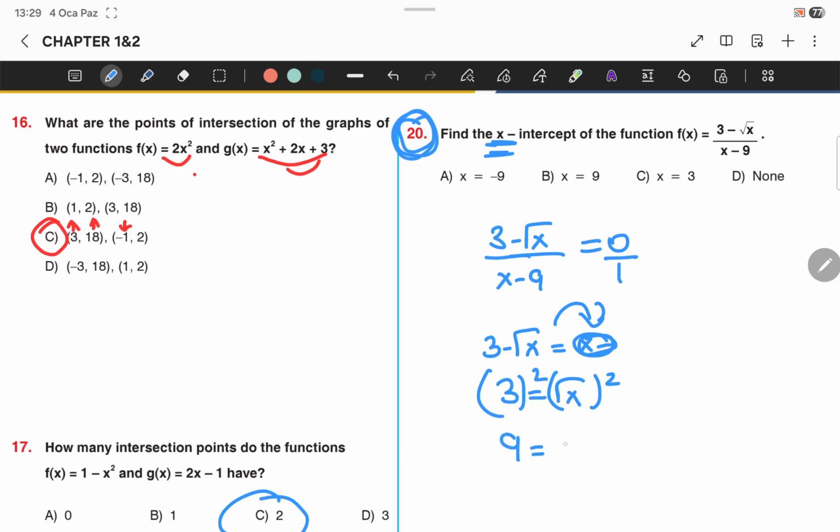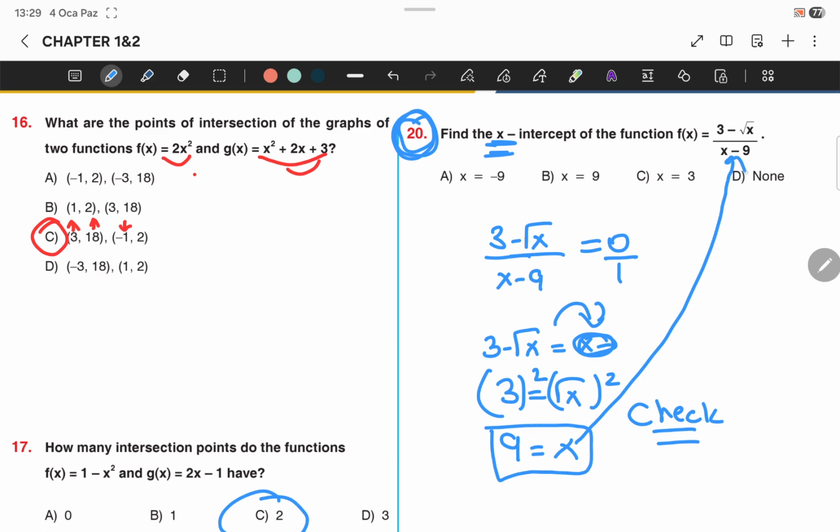9 is equal to what, guys? X, isn't it? But if I have a fraction or if I have a root, I have to replace and check. If you forget to check, you will make a mistake. Let me check here. Replace. 3 minus root 9 over 9 minus 9, 0. Is it possible for the denominator to become 0? No, it means undefined. Guys, every undefined is equal to what? No. It means that I have no x-intercept. D is the correct option.